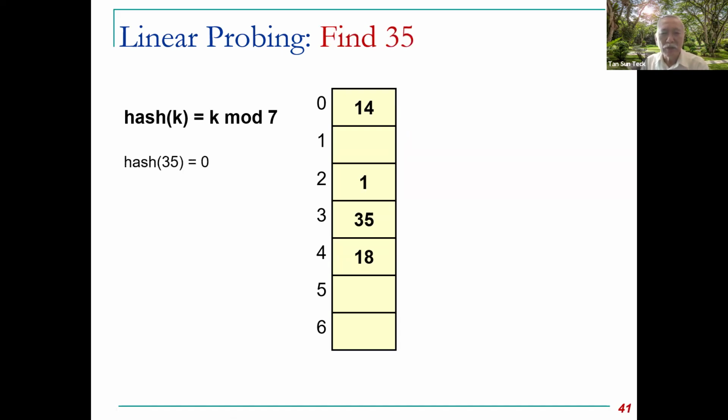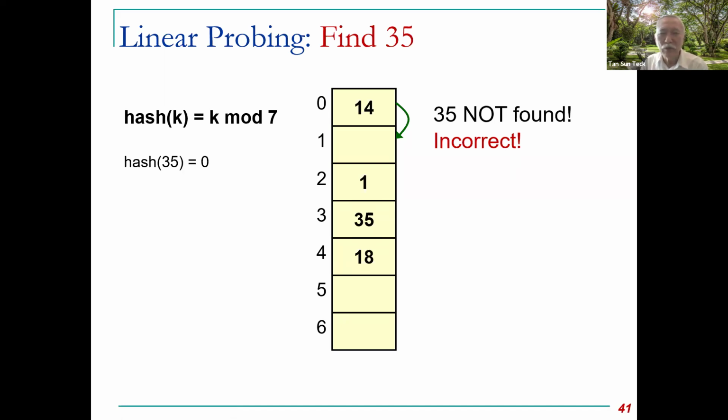Let's see. Right, so now I want to find 35. Just now we said that to find the value, you go linearly until you find an empty slot, and if you find an empty slot, that means the value is not there, right? But in this case, when you go to position 1, it is an empty slot, and you are going to report that 35 is not there. But we know that 35 is actually further down in the table. So this is incorrect. Why do you have this problem? It is because when you do deletion, you simply put null inside the location, and that creates this problem. So how do we overcome this problem?